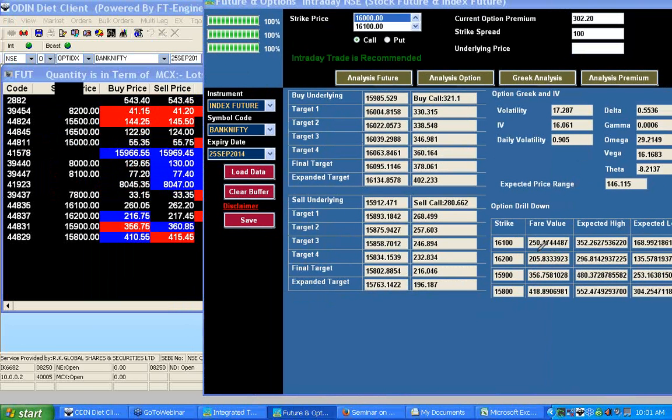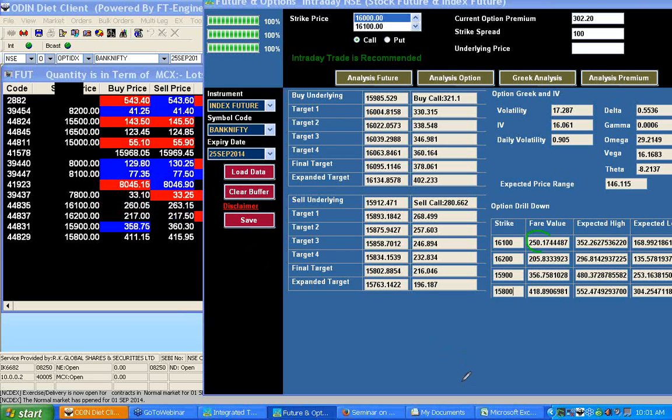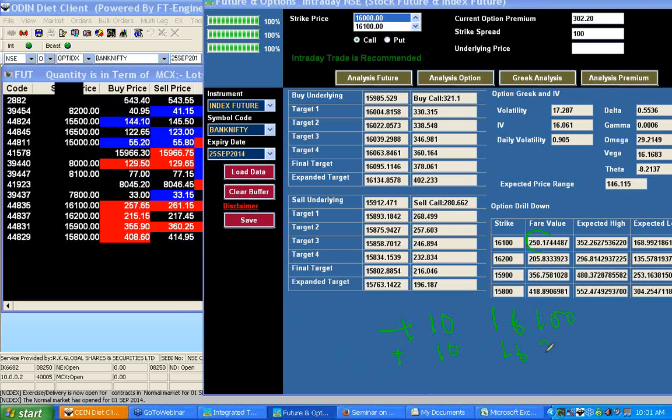Let me reduce this screen and see what the fair value is. For the 16,100 call option I have a fair value of 250, and it is quoting at 260, so I have 10 rupees excess value. The 16,200 call option, with a fair value of 206, is trading at 216, again 10 rupees excess value. The 15,900 call option at almost 57 is fairly priced, because the bid and offer have little difference, so it has zero arbitrage value.